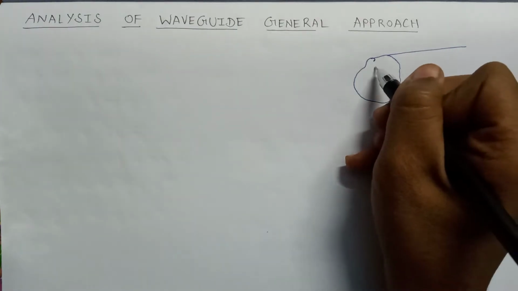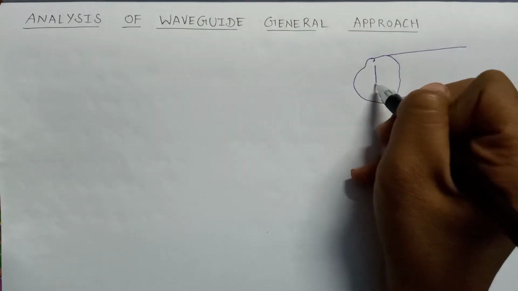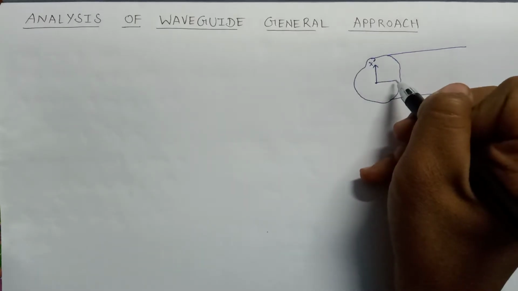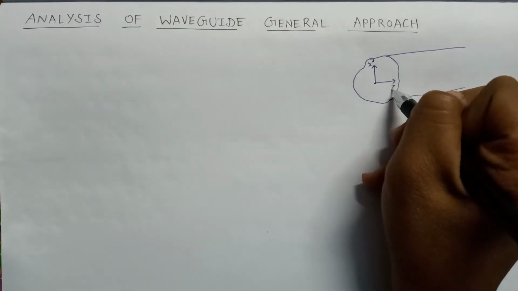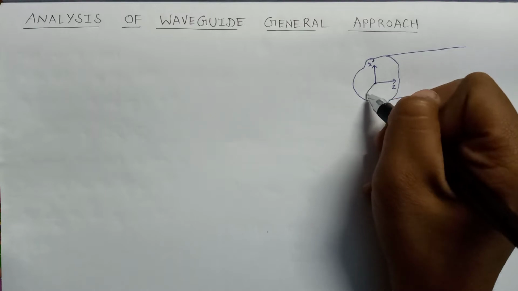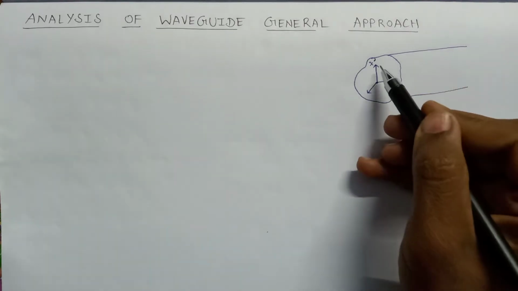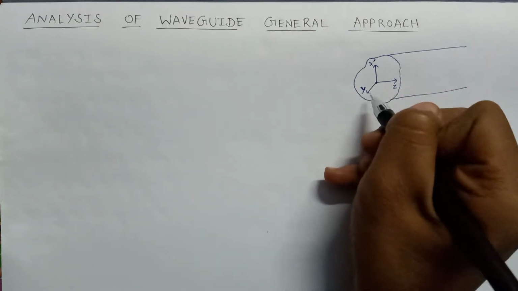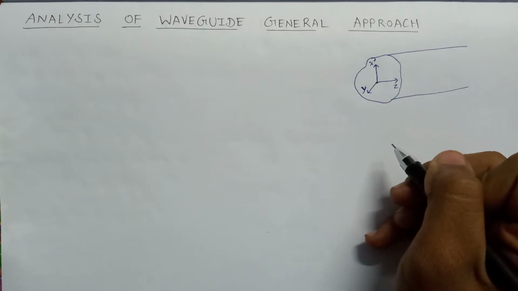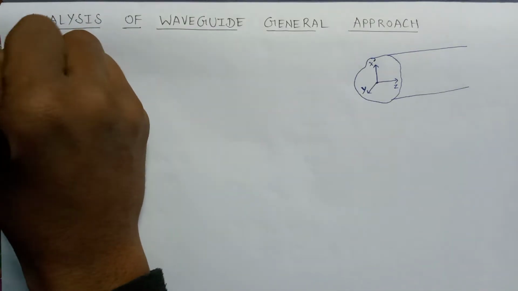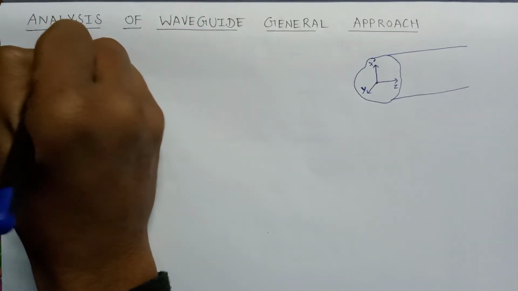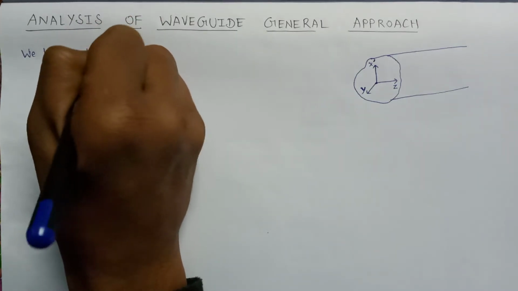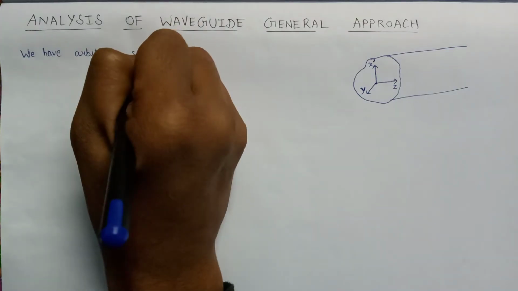Now, if we talk about the direction of x, y and z axis, then we have a vertically oriented x-axis and also a horizontally oriented z-axis. Now this y-axis is perpendicular to both the x and z-axis. So this is our y-axis. Let me write it. We have an arbitrary shaped waveguide.